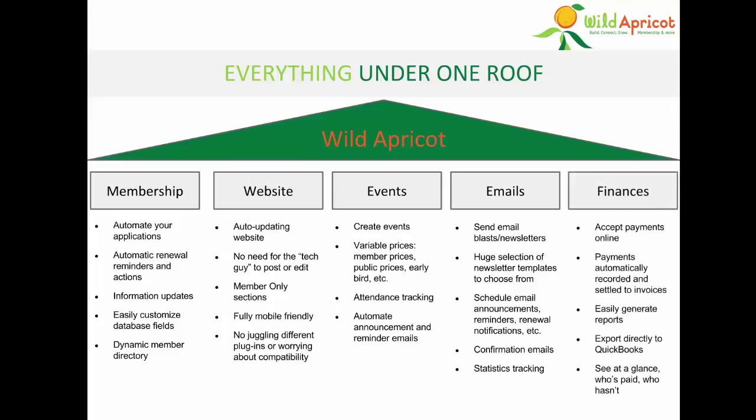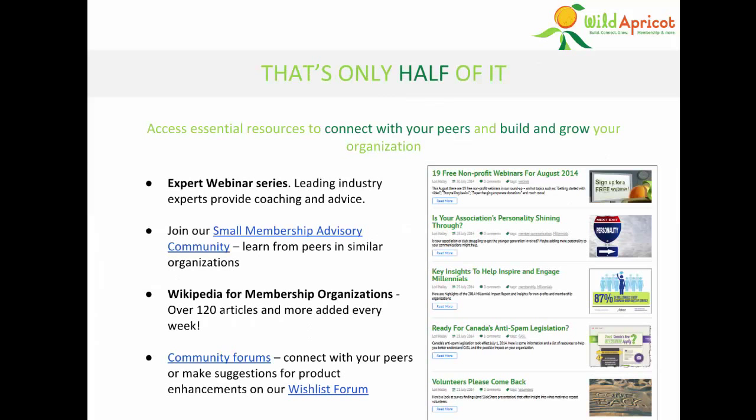On the financial side of things, you'll be accepting online payments from one of the many supported payment options. So that's someone like PayPal, Authorize.net, Moneris, and many others. Invoices are automatically generated, and payments are automatically settled to the invoice for the member contact. You'll easily be able to generate reports or export directly to QuickBooks format. Most importantly, you'll know exactly who has and hasn't paid and never be in the dark about the finances again.